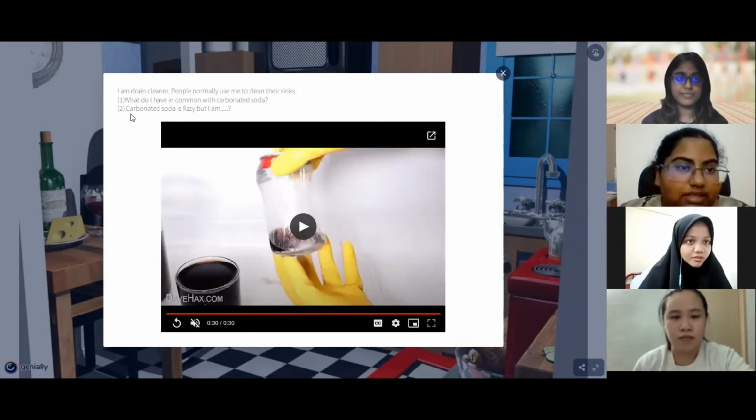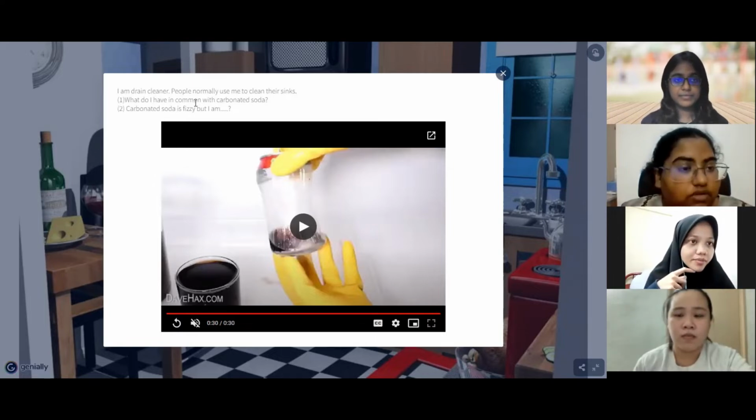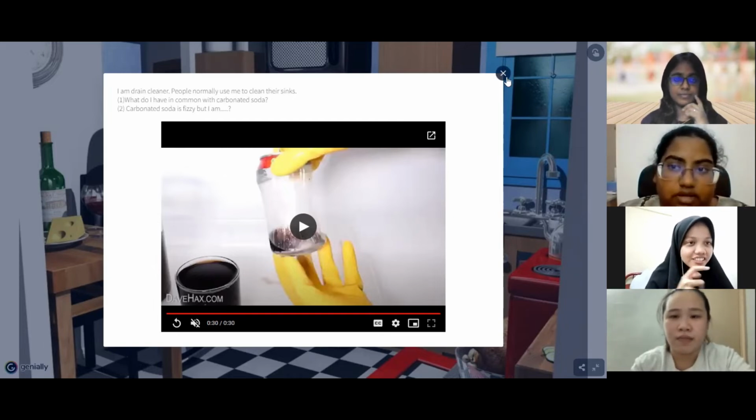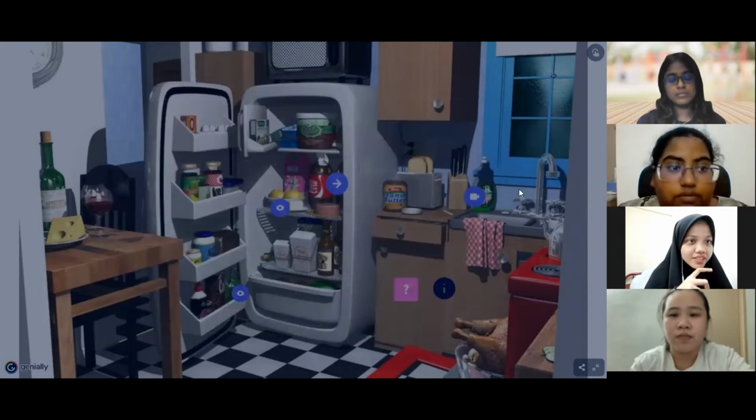If you can see here, there's a second question that says carbonated soda is fizzy, but drain cleaner is, because when you see, both of them have bubbles. I'm sure you've drunk Coca-Cola before, and you know it's fizzy, that it's bubbly. I hope none of you have drunk drain cleaner, it's not good for you. Bazlin, would you like to answer this question? For carbonated soda, it's fizzy, but what is drain cleaner? Maybe soapy? Correct, it's soapy, because it's not acid, it's alkaline. That is another property of alkaline, okay? They are soapy, and they are also bitter.